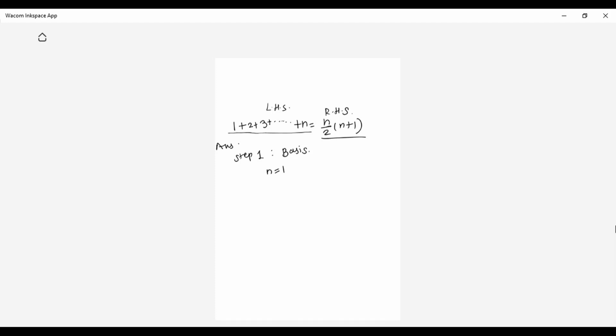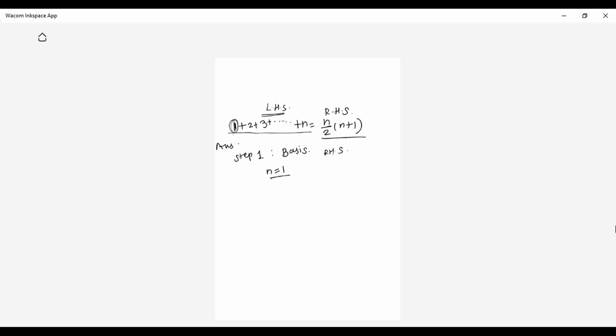Okay, for n is equal to 1. Now this is n is equal to 1, right? LHS, this is n is equal to 1. I'm getting the value as 1, right? So I'm getting LHS is 1. Okay, what is the RHS that I need to find out? Just put n is equal to 1 in RHS.